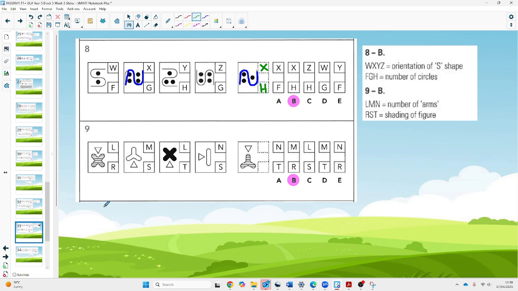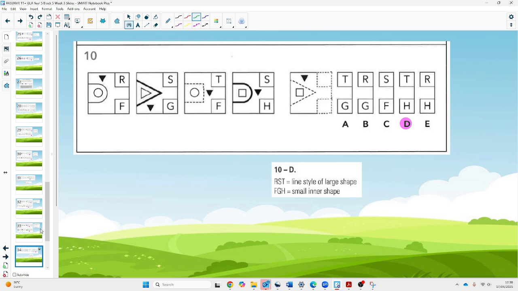Number 9 is L, M and N, and they represent the number of arms. So we've got 4 here, 3, 4, and I guess you classify that as 1. We need 3, so we know we need an M at the top. And then the shading of the figure. So the shading needs to be hatched. That hatch shape there matches up with that shape, hence it's MR.